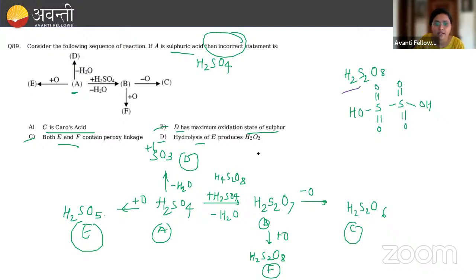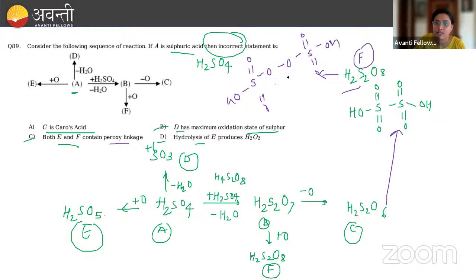Okay, so what is given? E and F में peroxy linkage होगी, ठीक है? H2, sorry, this is H2S2O6. 1, 2, 3, 4, 5, 6. H2S2O8 निकालेंगे, peroxy linkage दिखाना है ना हमको. So दिखाना है मतलब होती है उसमें, इसलिए दिखाना है. O, OH, O, O, okay? S, double bond O, double bond O, and OH. See? This is the F molecule and it contains peroxy linkage.